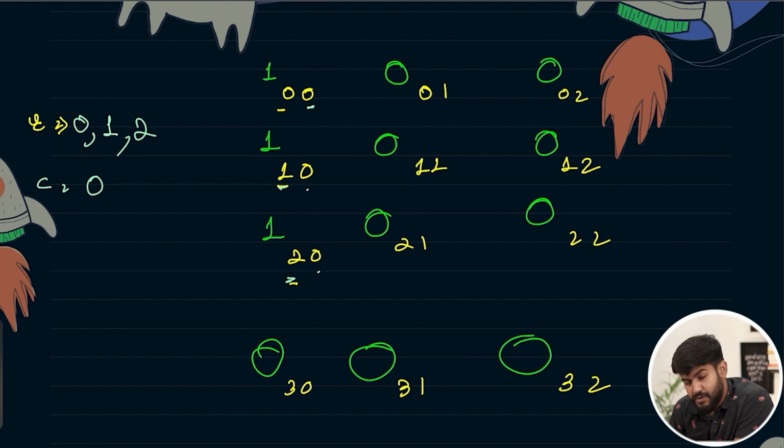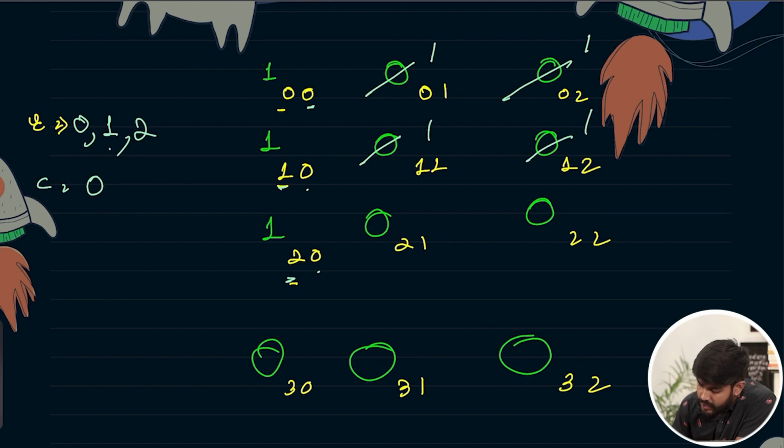So all the values of row 0 should be made 1. Okay, so row 0, all the values 1. Row 1, all the values should become 1, 1, 1. Row 2, all the values should become 1, 1, 1. Then column 0 should become 1. So column 0, everyone is already there. We just need to make this as 1. So the output would be everyone is 1 except these two.